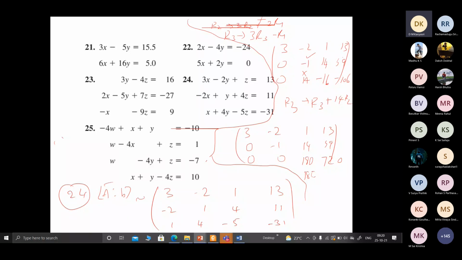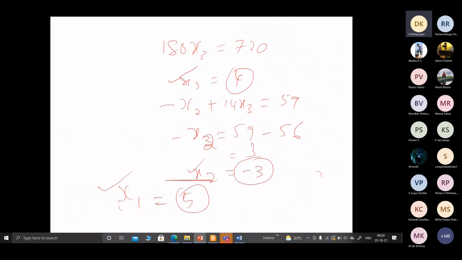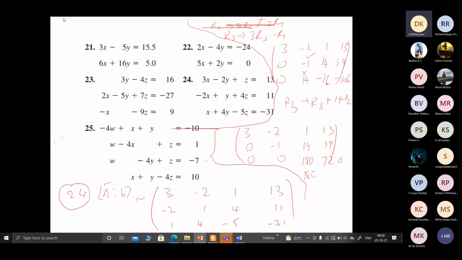Sir, should we find the ranks for these sums, or should we find the solutions for these 5 sums? Yeah, you have to write the augmented matrix, find the rank of the augmented and also the coefficient matrix. From there only you can read, then you can write the solution. That's all. The question says solve.